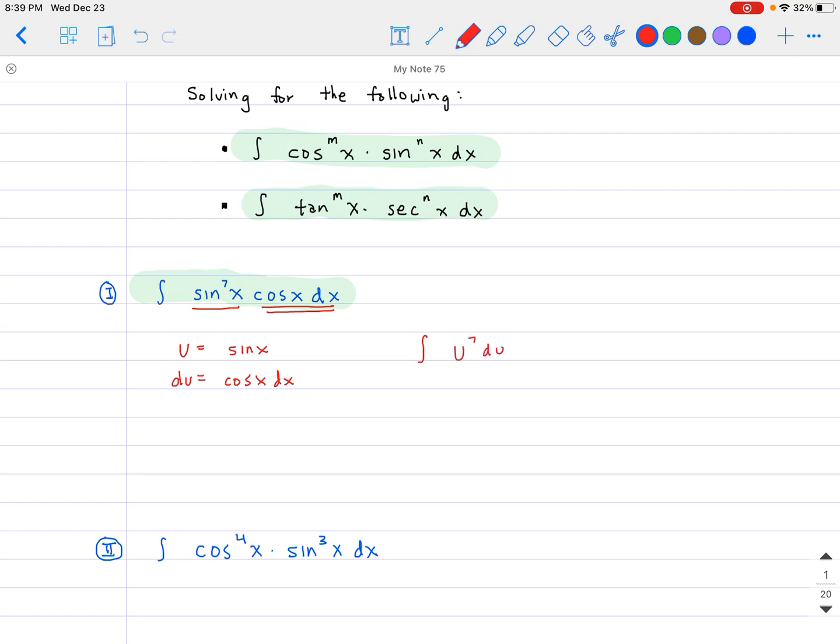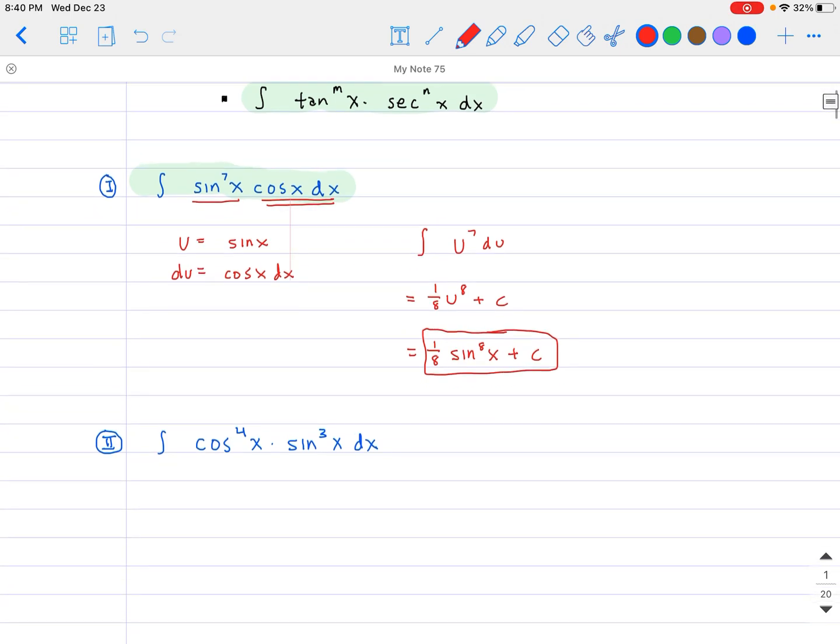That's just a regular power rule, which isn't too bad. So it's going to be 1/8 times u to the 8th power plus c. Your final answer for this one, just substituting back, is 1/8 multiplied by sine to the 8th power of x, plus c. So you can see that this is a pretty straightforward example.